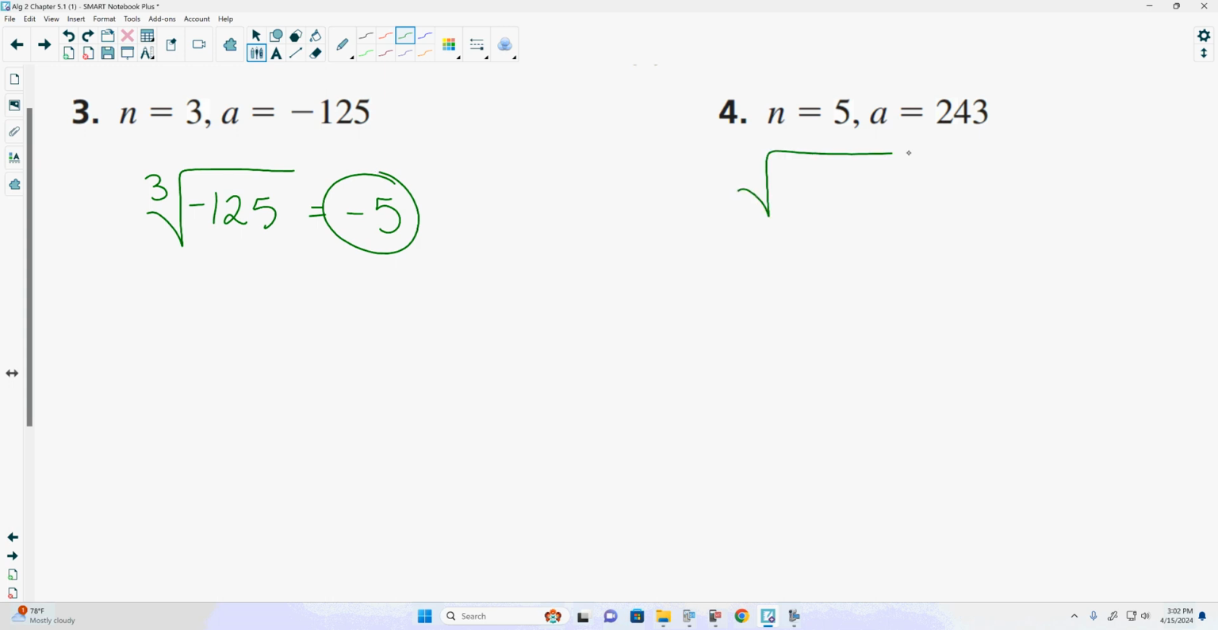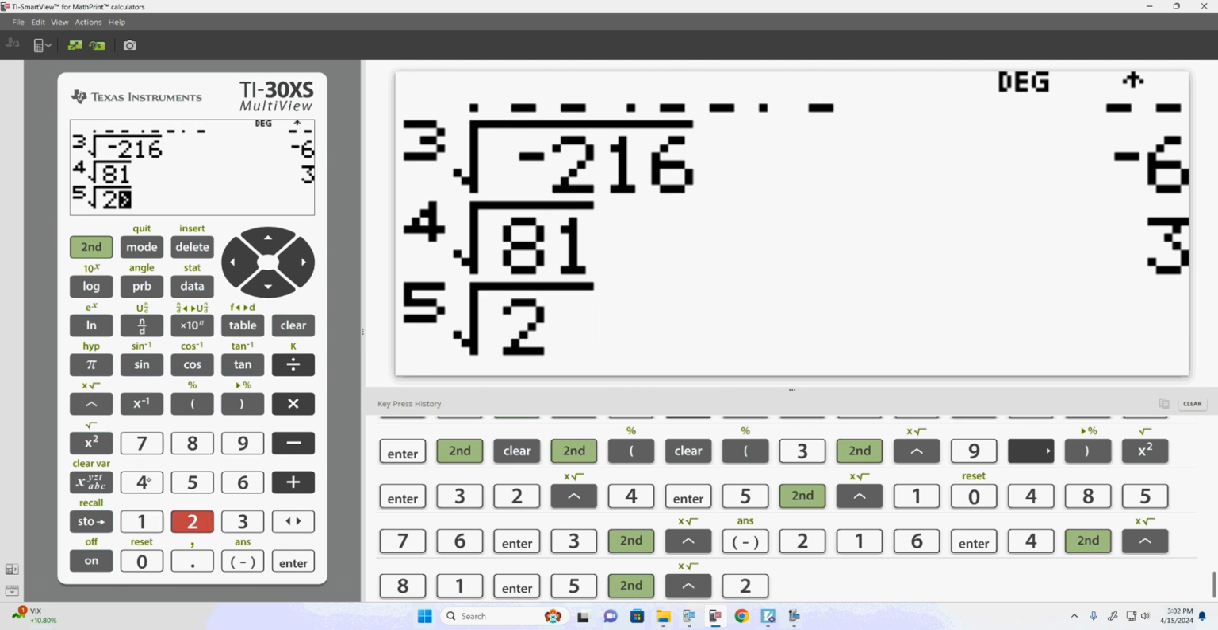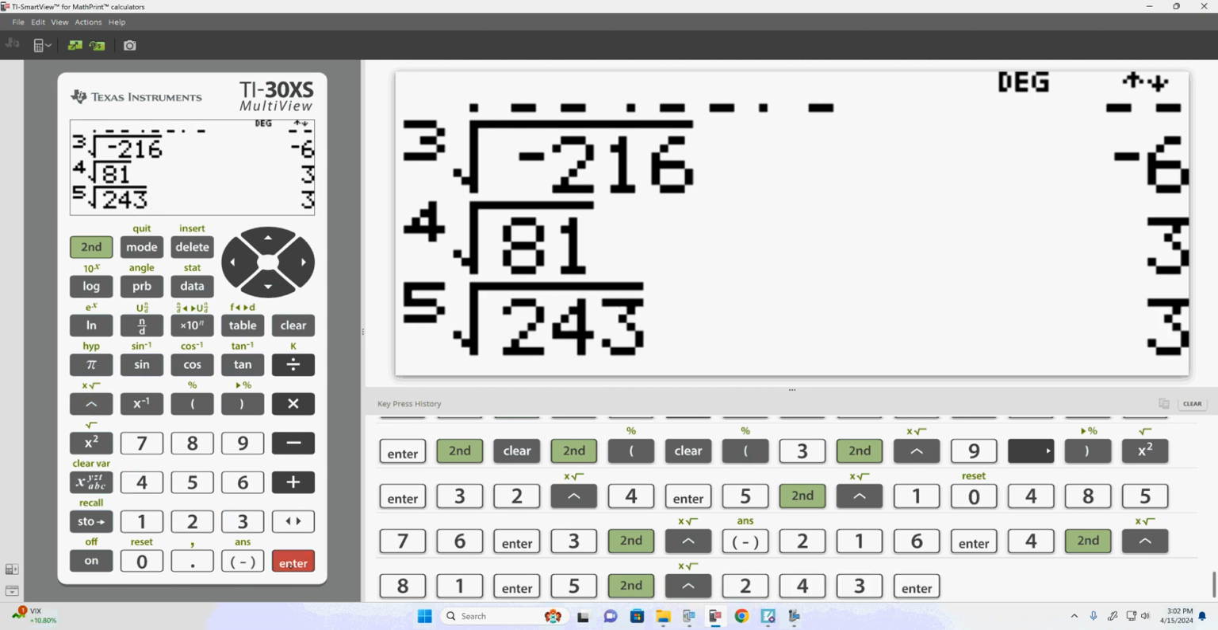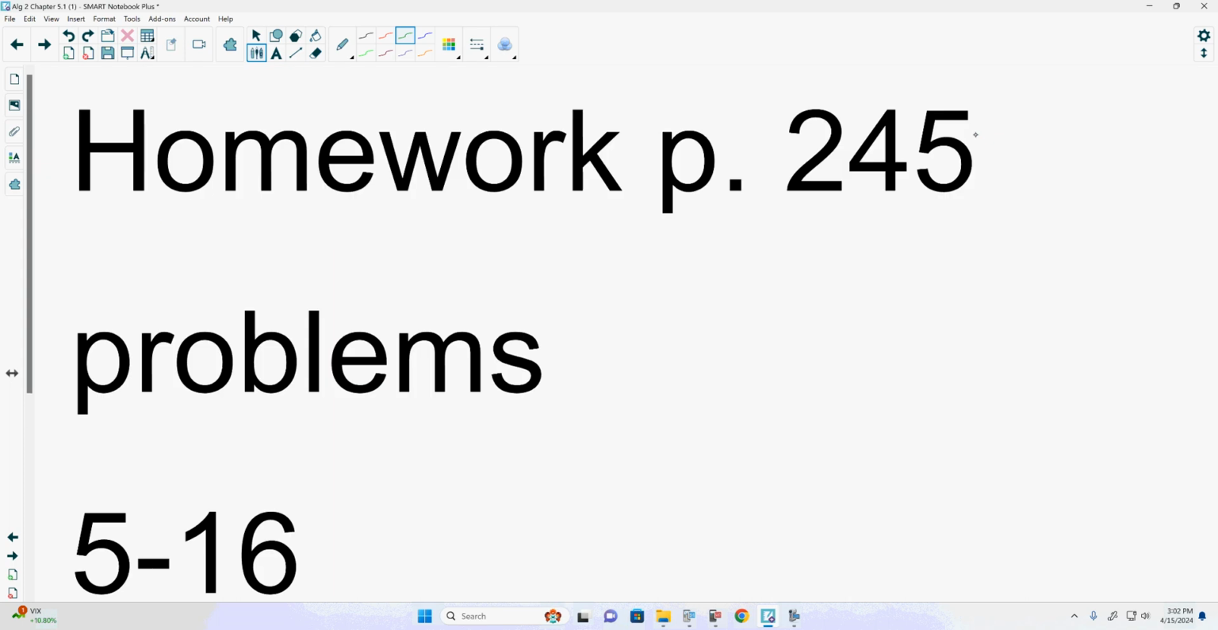And the last one, our n is 5, and our number is 243. Now, since the root is odd, we will have one real root. And again, we can plug this into a calculator. And it works out the answer is 3. Questions on this here? And that is it for this here.